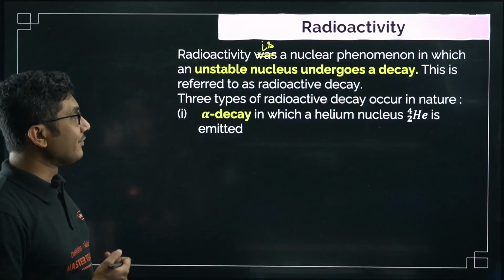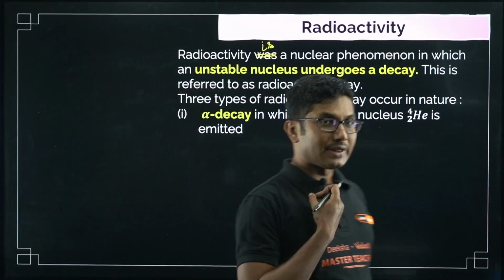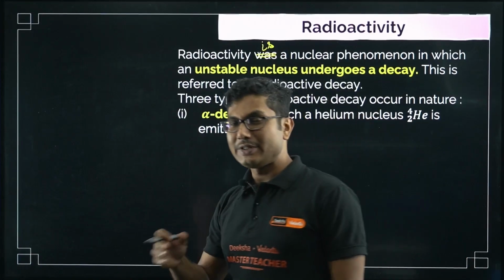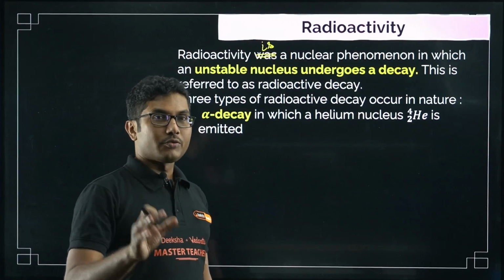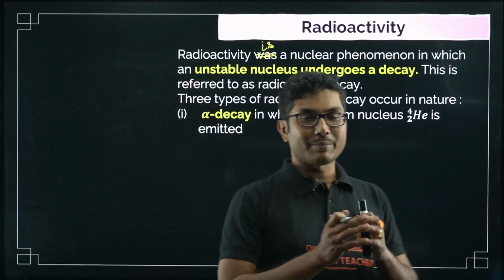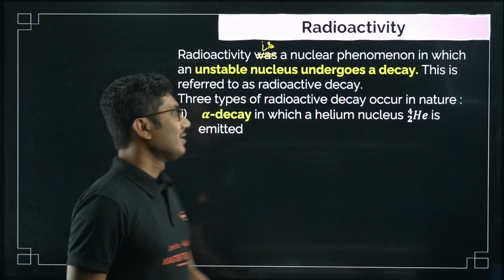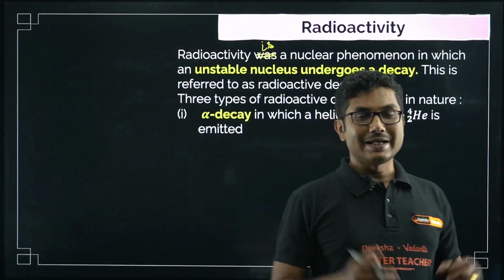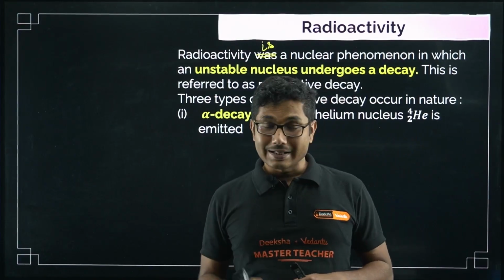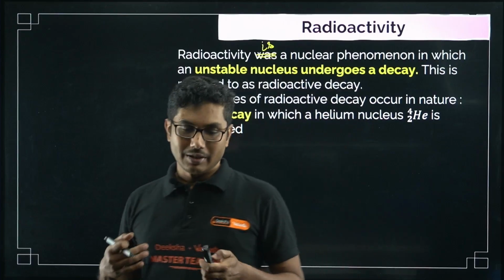Alpha decay, in which a helium nucleus is emitted. The radioactive substance will emit a helium from the nucleus itself. That means it will emit 2 neutrons and 2 protons, and they are coming together in a pack. Together in a pack means it is considered to be a helium. That is coming out of the nucleus, making the existing nucleus lighter. Lighter nuclei generally have higher binding energy per nucleon, so they become stable.